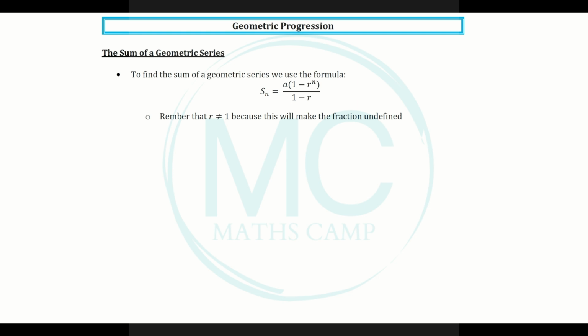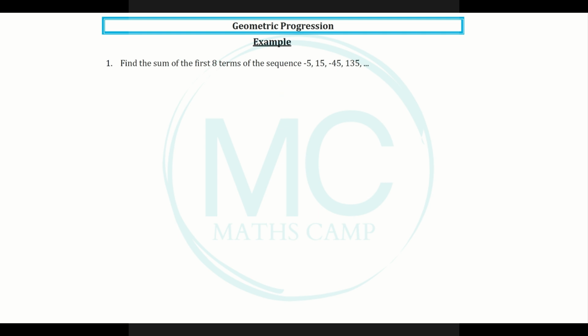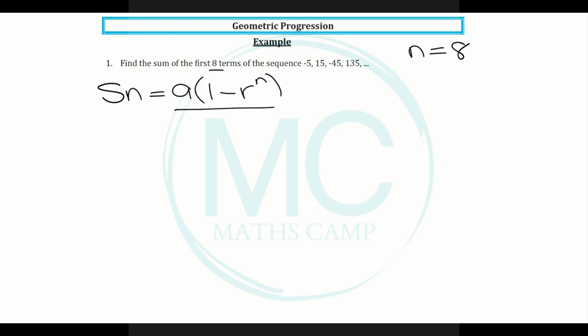So let's look at an example. Find the sum of the first 8 terms of the sequence negative 5, 15, and so on. We are looking for the sum of 8 terms. So n is 8. Let's write down the equation for the formula. The sum of n is equal to a, open the bracket, 1 minus r with an exponent of n, all over 1 minus r. We know that n is 8, but to find the sum, we still need the first term and the common ratio. The first term is negative 5, so a is negative 5. Let's find our ratio. Let's use the first and second term. You can say r is equal to 15 over negative 5, which gives us negative 3.